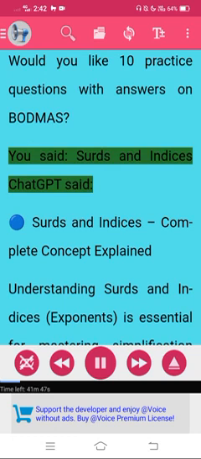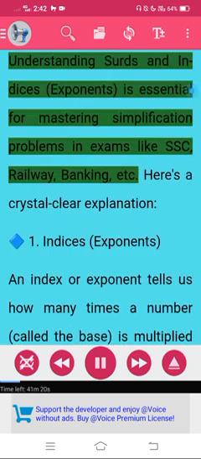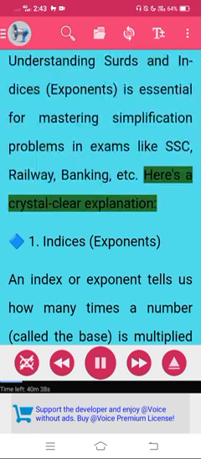You said, surds and indices. Surds and indices, complete concept explained. Understanding surds and indices, exponents, is essential for mastering simplification problems in exams like SSC, railway, banking, etc. Here's a crystal clear explanation.